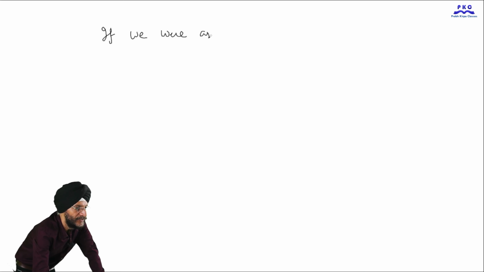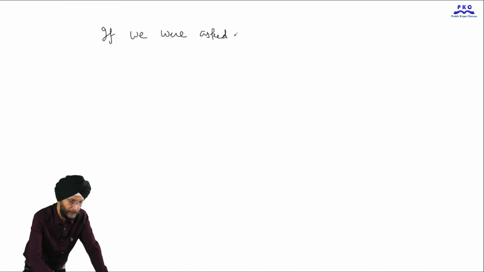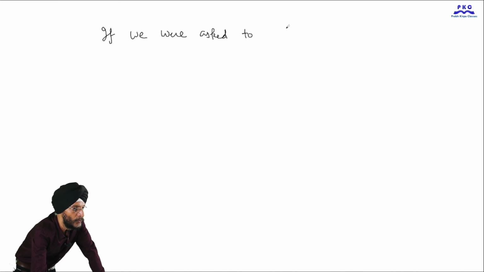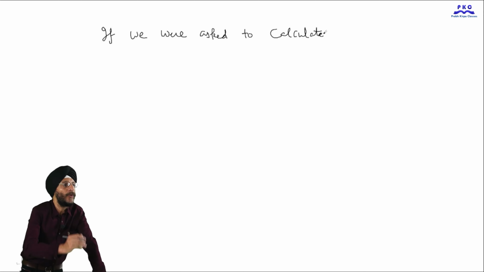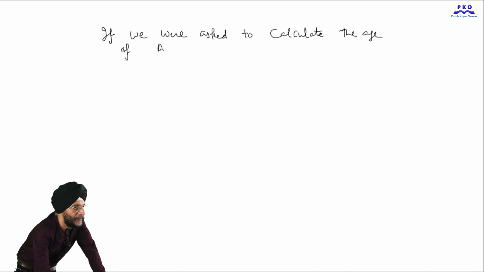If we were asked, it is quite possible that we may be asked in the exam to calculate, though it is not given in the question, we are going a step further. If we were asked in the exam to calculate the age of Aftab and his daughter, then what?